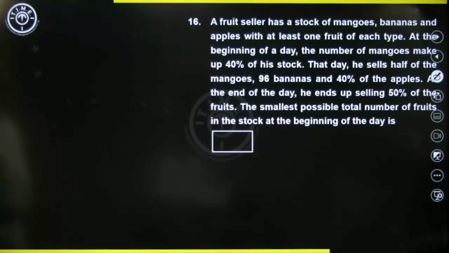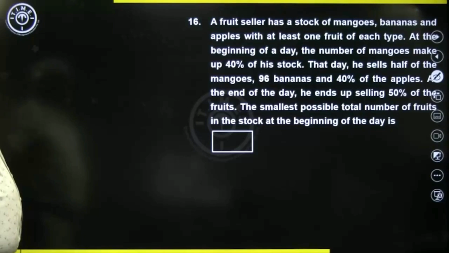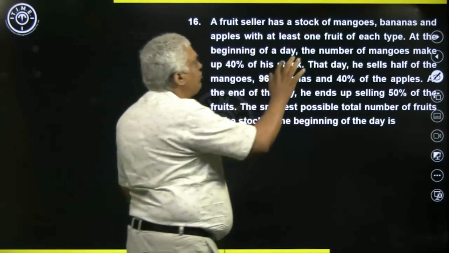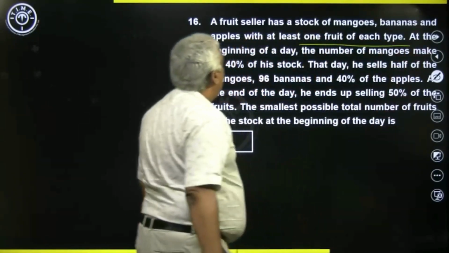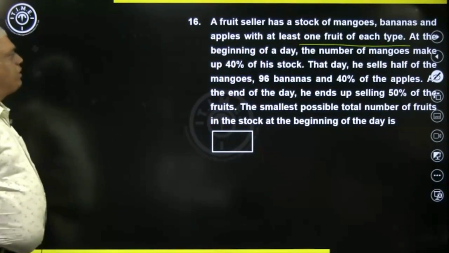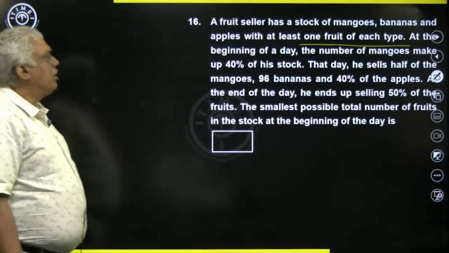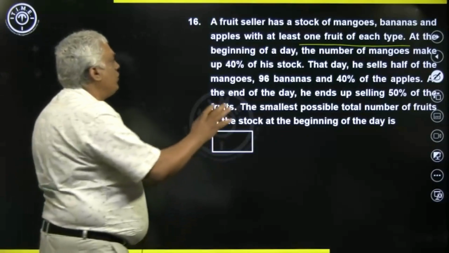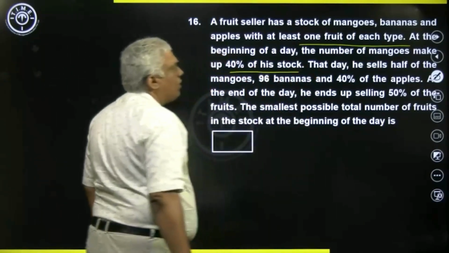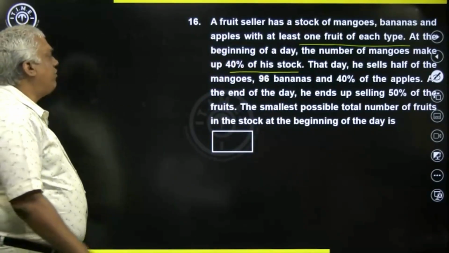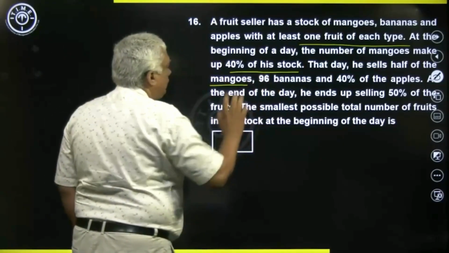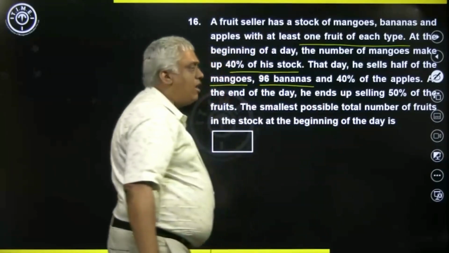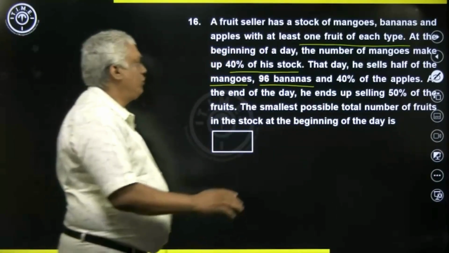A fruit seller has a stock of mangoes, bananas and apples with at least one fruit of each type. At the beginning of the day, the number of mangoes makes up 40% of the stock. That day he sells half of the mango, 96 bananas and 40% of the apple.